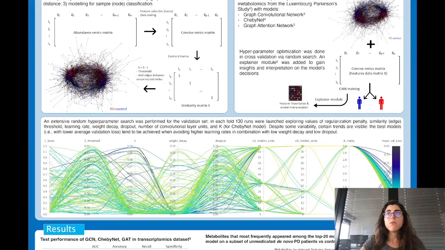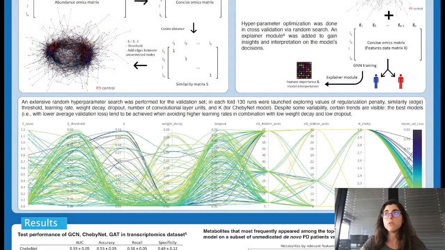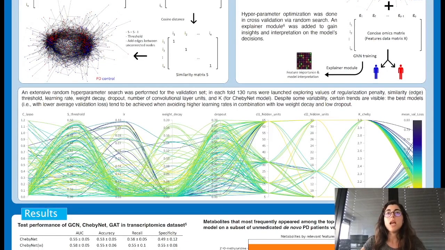So, for each of the 10-fold cross-validation, 130 runs were launched exploring different values of regularization penalty, similarity edge threshold, learning rate, weight decay, dropout, number of convolutional layer units, and K parameter for the ChebyNet model. Despite some variability in these visuals, you can see that some trends are evident. The best models, so those with a lower validation loss, or here lighter yellowish color, tend to be achieved when avoiding higher learning rates in combination with lower weight decay and dropout rates.